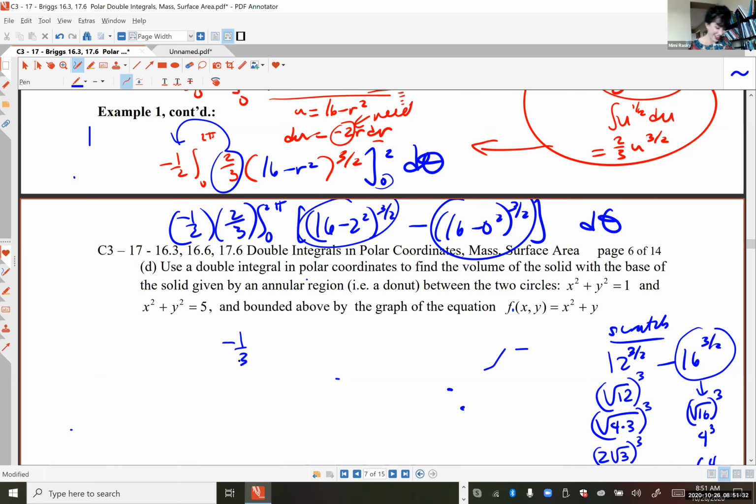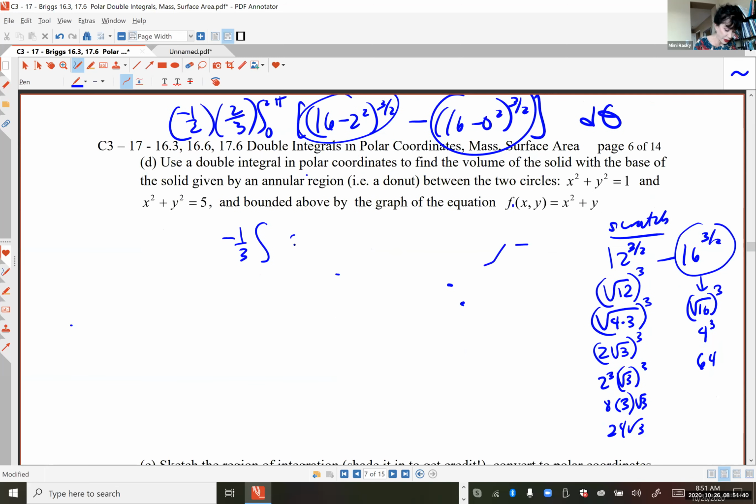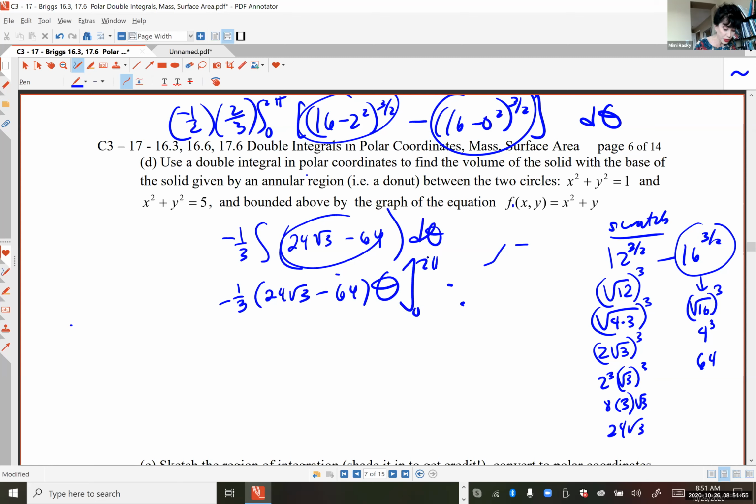It was great. Okay, so this is really just some number, basically: 24 square root of 3 minus 64. That's just some number. And now we're going to finally integrate with respect to theta. This number is going to be multiplied with the negative 1/3. And that's just going to be theta, and theta is going to go from 0 to 2 pi. So our final answer is going to be negative 2 pi thirds times this number.